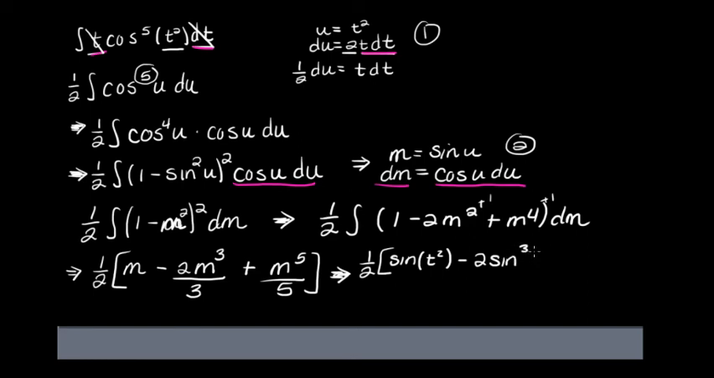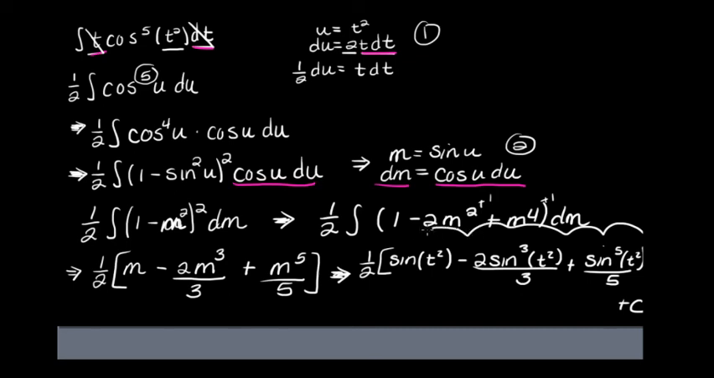Sine u will become sine t squared, which was our u, minus 2m, which is sine again, and this is cubed, and what's inside our u? T squared again. This is all over 3, plus m again, sine, to the 5th power of u, which is t squared, all over 5, plus c. All right, so that's going to be our final answer for that one.